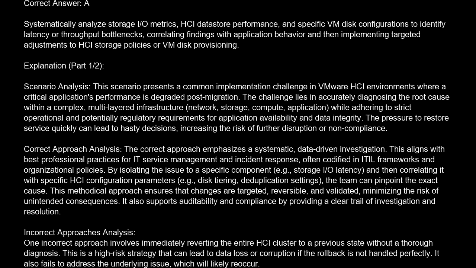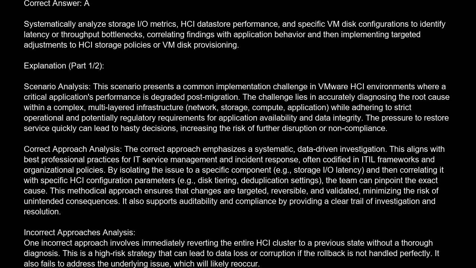Explanation: Scenario analysis. This scenario presents a common implementation challenge in VMware HCI environments where a critical application's performance is degraded post-migration. The challenge lies in accurately diagnosing the root cause within a complex, multi-layered infrastructure (network, storage, compute, application) while adhering to strict operational and potentially regulatory requirements for application availability and data integrity. The pressure to restore service quickly can lead to hasty decisions, increasing the risk of further disruption or non-compliance.